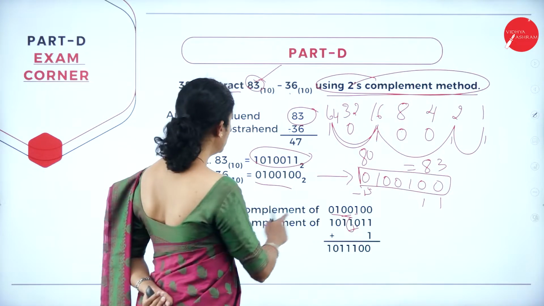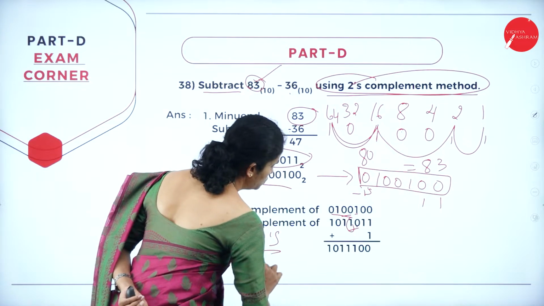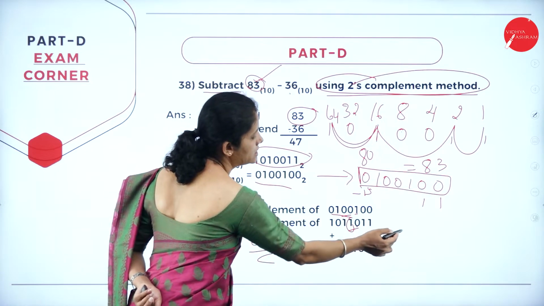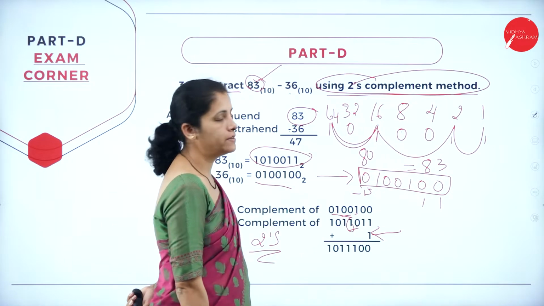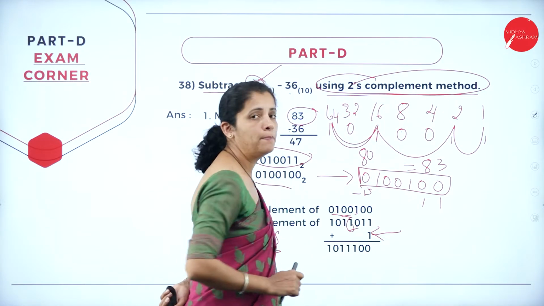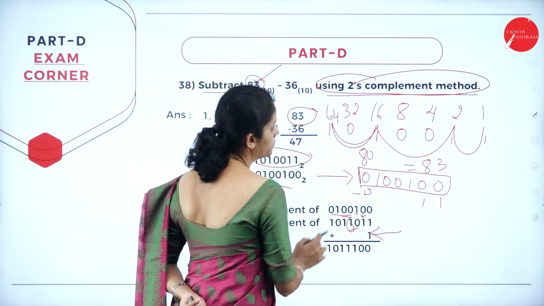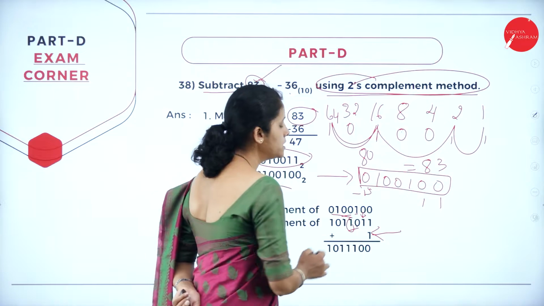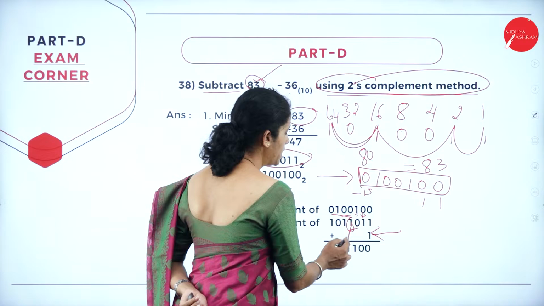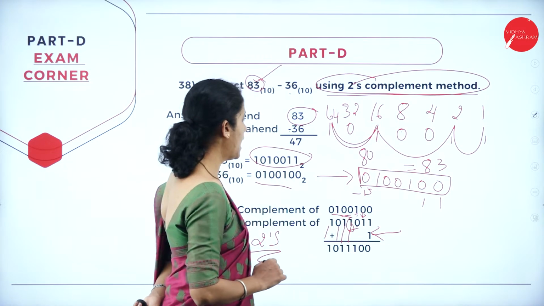Now to convert this to 2's complement, what I want to do, I want to add 1 to LSB. That is nothing but the least significant bit. So here 1 plus 1, so 0 is my sum and 1 is carry. Now 1 plus 1, 0 is my sum and 1 is carry. So 1 plus 0, it is 1. So I'll write 1 as it is, I'll write 1 as it is, I'll write 0 as it is, and I'll write 1 as it is.